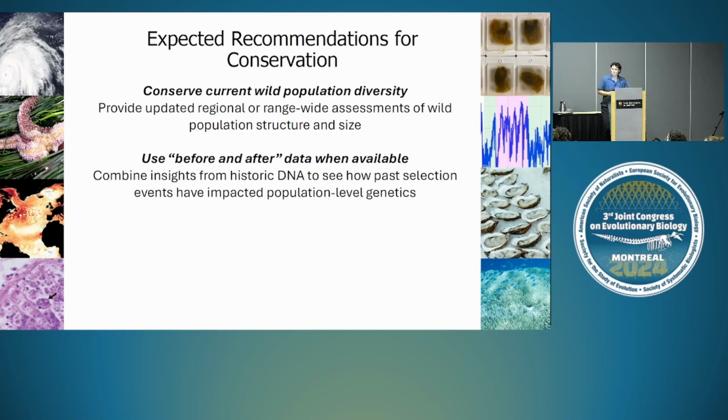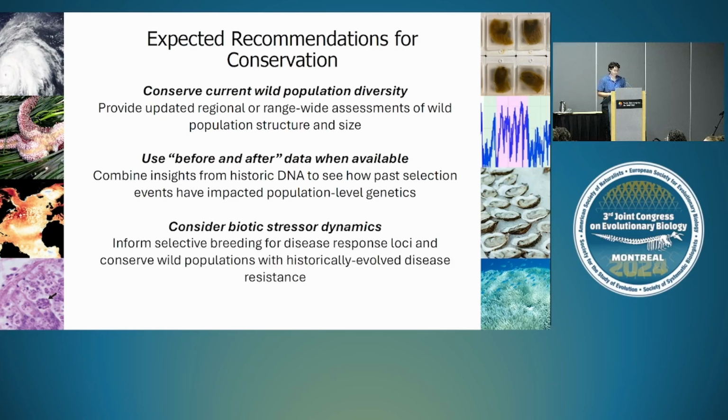The second will be to use before and after data when available. The insights that we get from combining these types of data will help us better understand how selection events have played out in the past and will inform us moving forward. And lastly would be to consider biotic stressor dynamics. So hopefully we'll be able to find some loci that are associated with disease response. We may be able to inform selective breeding. But more importantly, potentially, is conserving wild populations that may have historically evolved disease resistance.